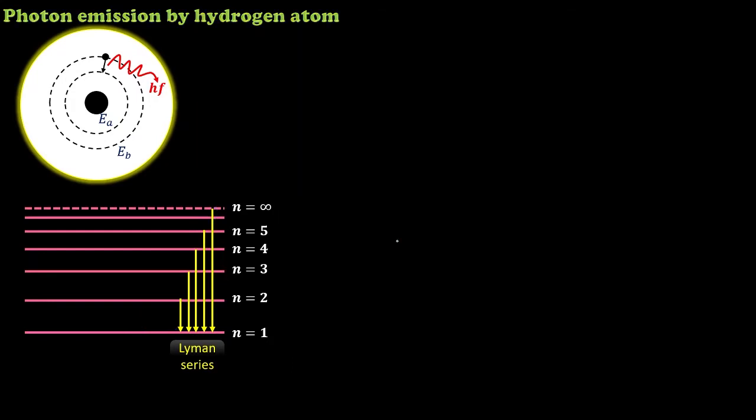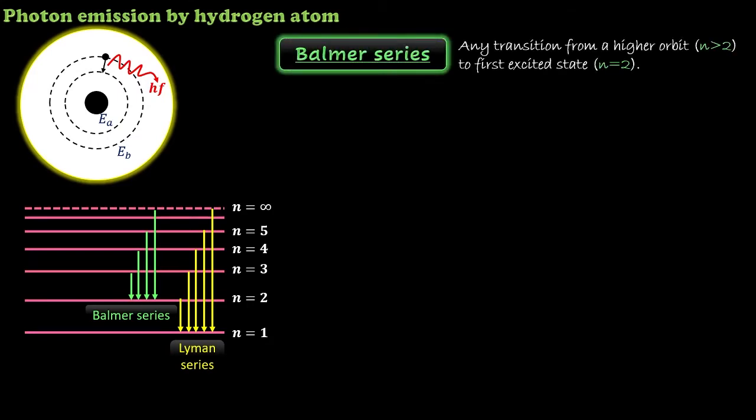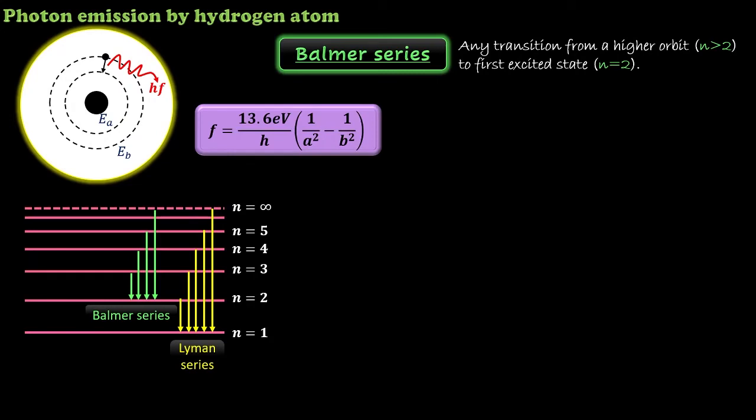So what if the electron is transferring from a higher energy state to the first excited state? When we say first excited state, it means n equal to 2. So this one is called the Balmer series. For the Balmer series, it transitions from a higher orbit to the first excited state. So what is the frequency? How do you calculate it?